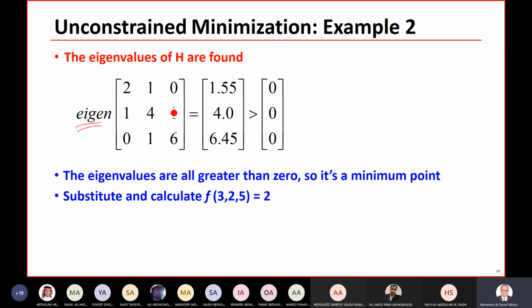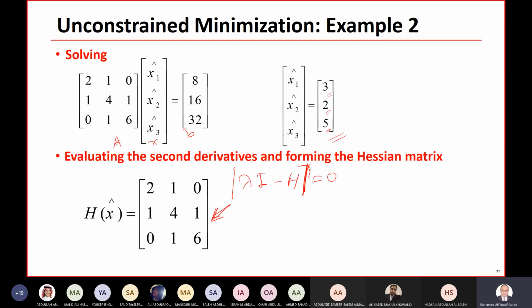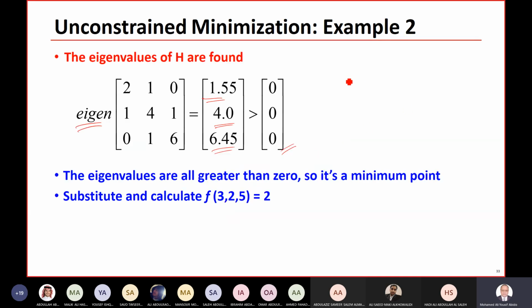So the eigenvalues of this matrix are 1.55, 4, and 6.45. All of them are positive. That means the solution that we find here, which is 3, 2, 5, and these are positive, gives the minimum value or minimum cost. So these are the variables that give you the minimum cost.